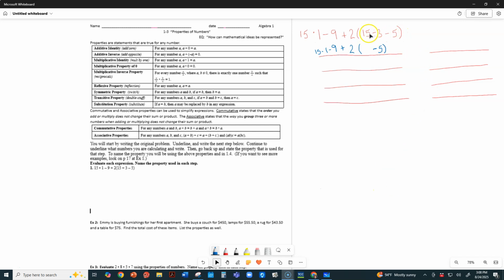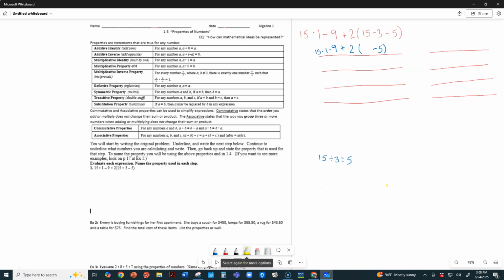So inside GEMDAS, we do have this grouping symbol. So we have to simplify the numbers inside the grouping symbol. Inside the grouping symbol, we have division before we have subtraction. So we have to do the division first. And since we know 15 divided by 3 has a value of 5, then what we're doing down here is we're saying 15 divided by 3 is equal to 5.